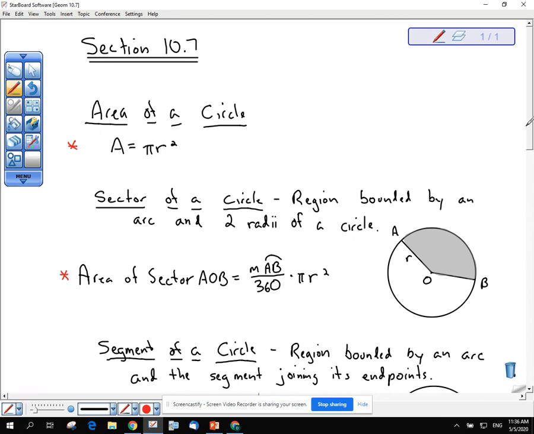The first one you ought to probably be very familiar with from previous courses, and we even touched on it this year in geometry. The area of a circle is pi r squared. Now, the one thing I should say about this formula is that you should be careful to not confuse it with the circumference formula.